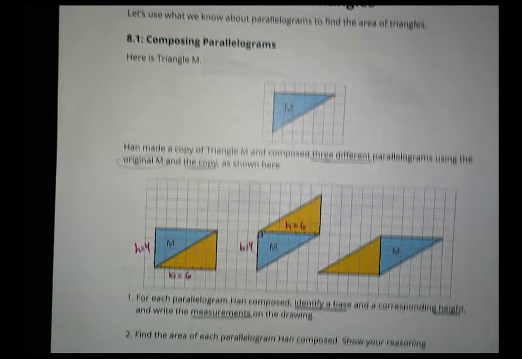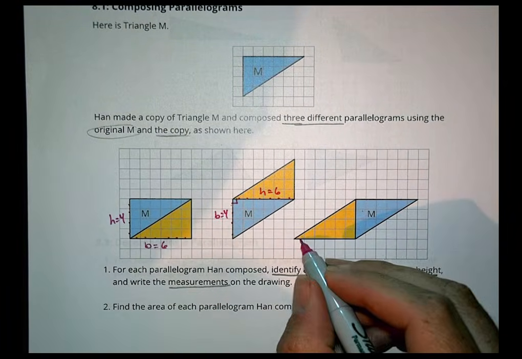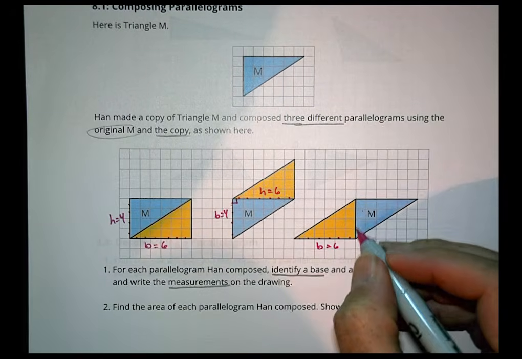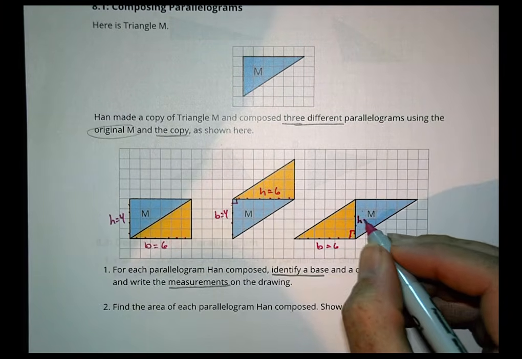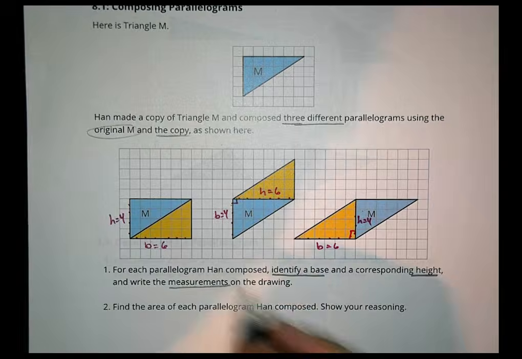Oops, sorry, I'm off the page there. Sorry about that. And over here, we have a base of 1, 2, 3, 4, 5, 6. So our base equals 6. And our height is 1, 2, 3, 4, because it makes a 90-degree angle. So height equals 4. Find the area of each parallelogram Han composed and show your reasoning.